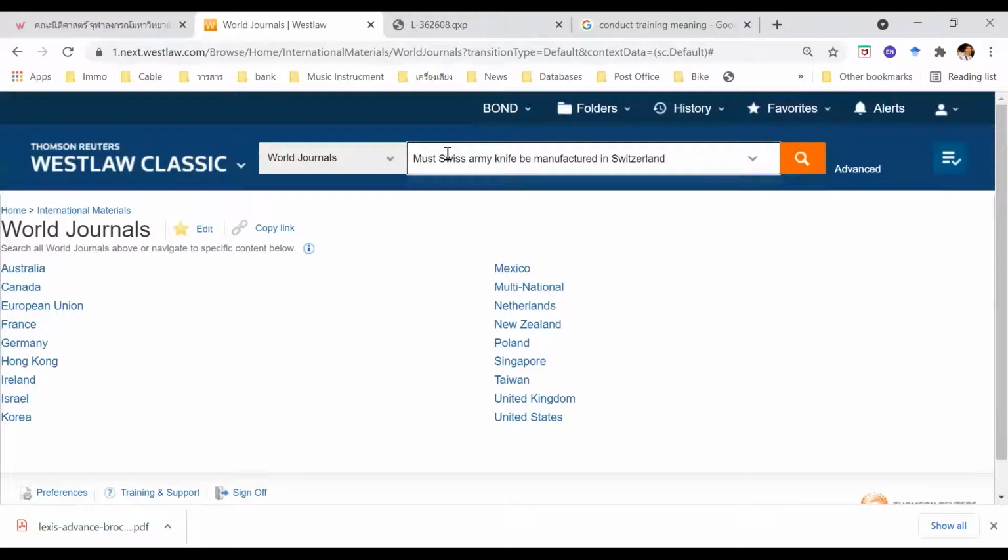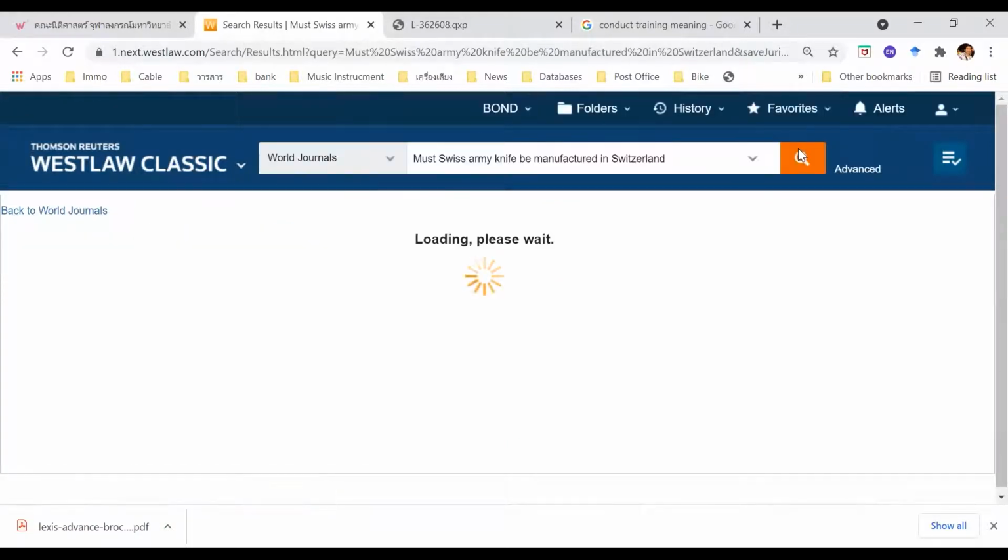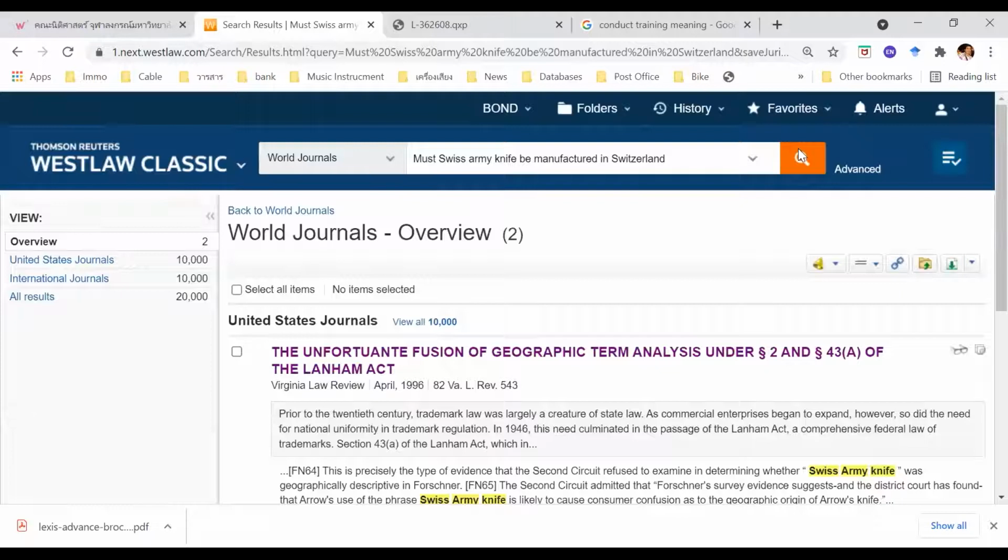So this one, I want to know the primary source related to this kind of legal topic. So start searching. Maybe you get hundreds of thousands of results, but I told you earlier, the result limit is only 20,000.